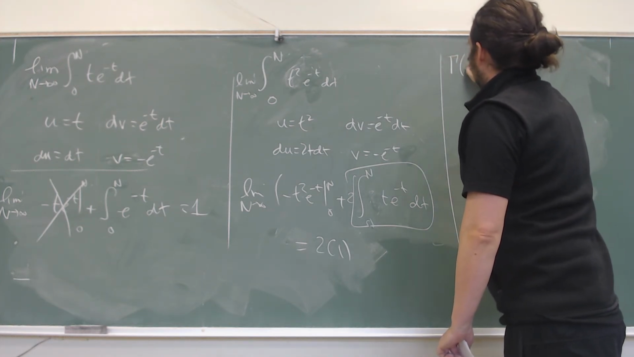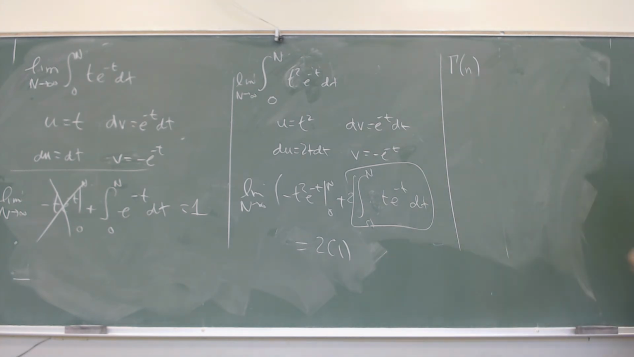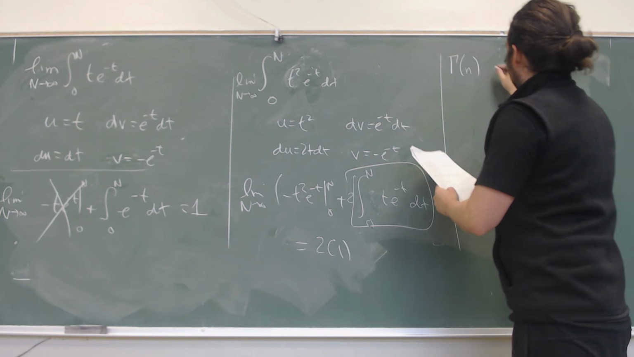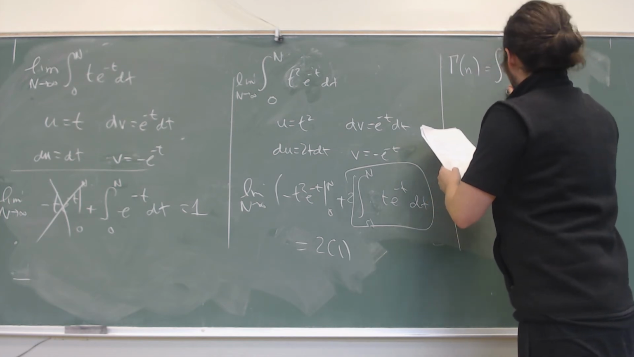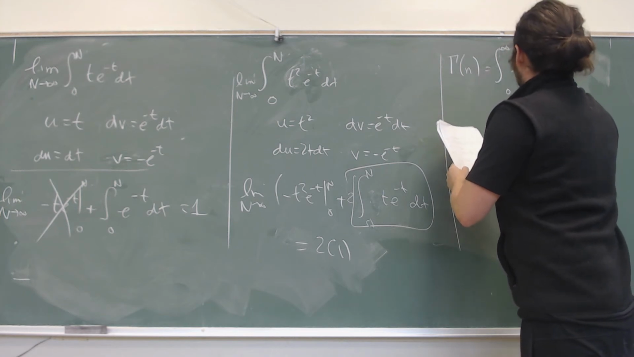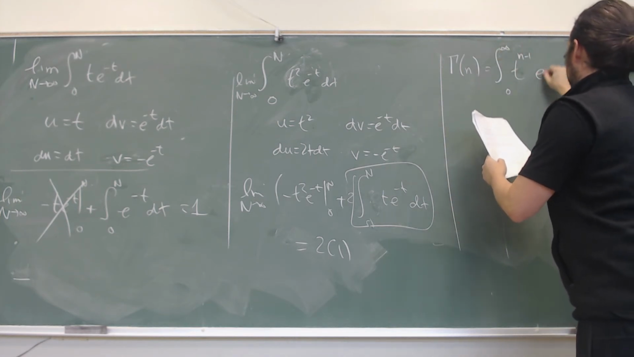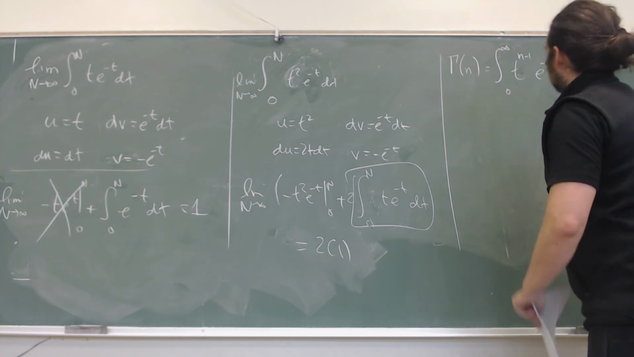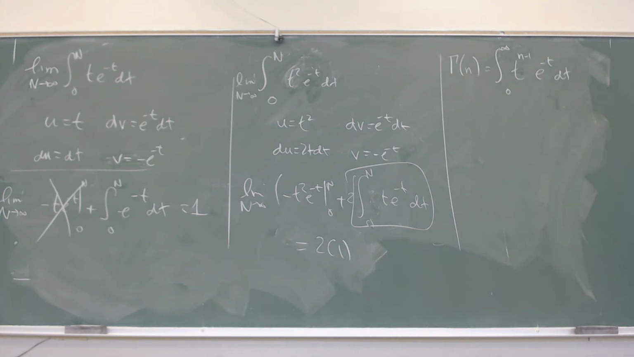Gamma of n, so now we're using actual big gamma here. This is the actual definition of the gamma function. Gamma of n is the integral from 0 to infinity of t to the n minus 1 e to the minus t dt. So a bunch of French dudes sat around and noticed that this spits out the factorial.